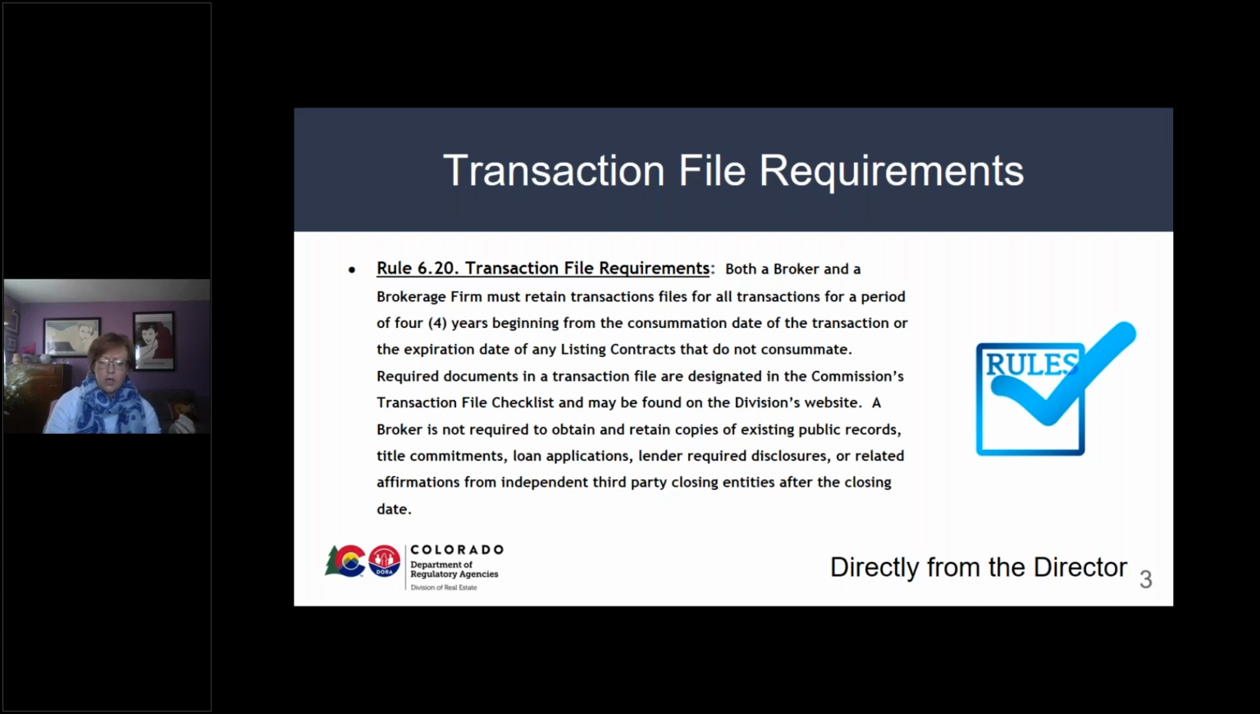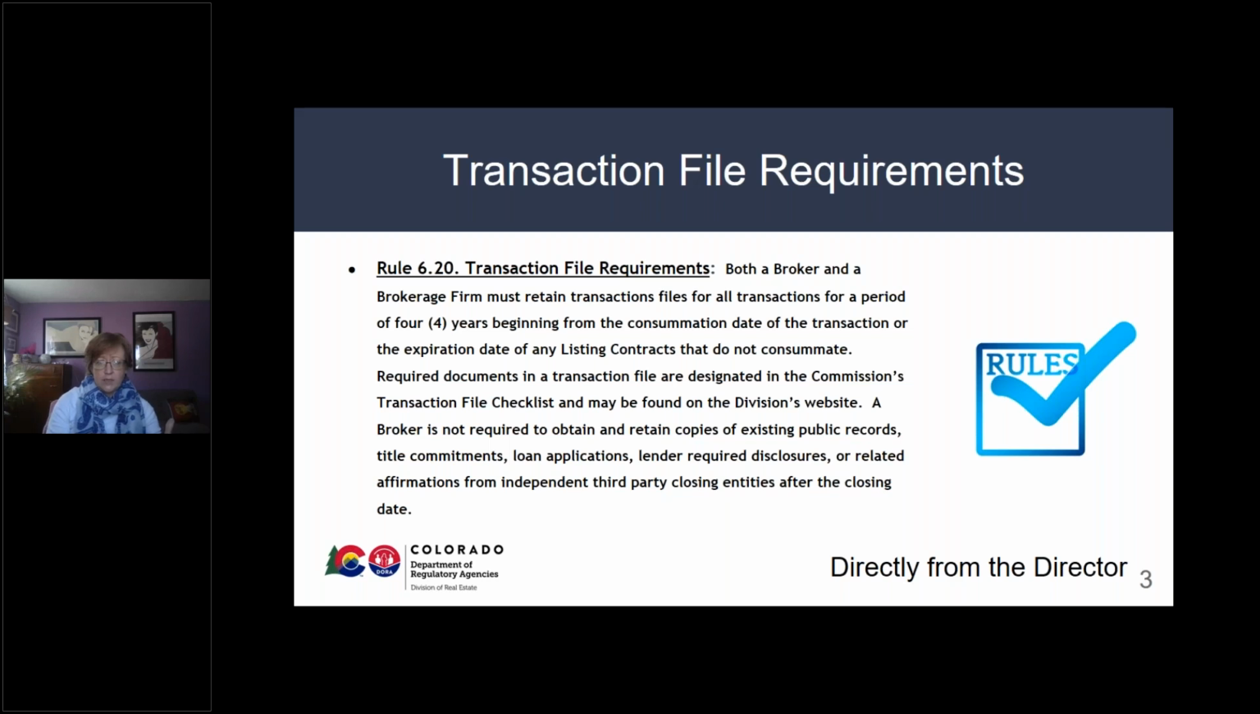So I know a lot of brokers use software for their contract forms. You need to be making sure that you still have access if you're using a platform for your contract documents, that you've got access for 4 years.